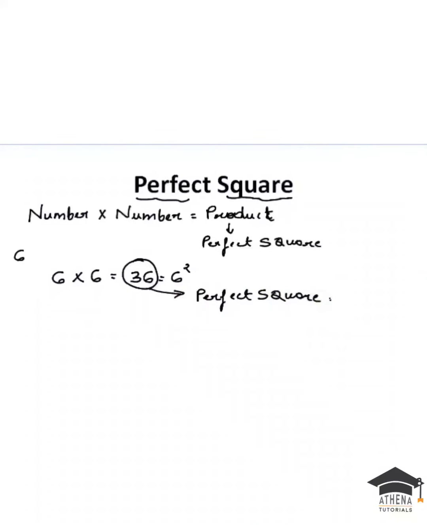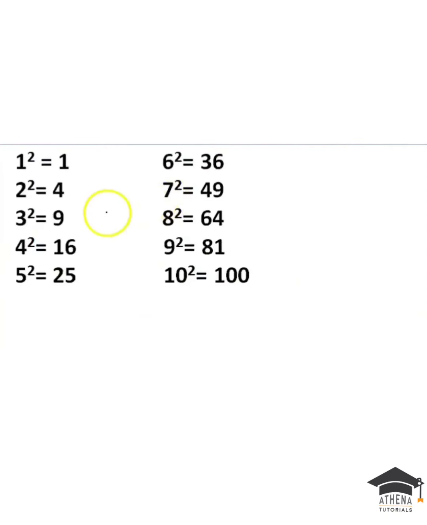Let me take another example. Is 16 a perfect square? Just think. Okay, when 4 is multiplied by 4, we will get the product as 16. Then obviously it is a perfect square. When a number is multiplied by the same number, we will get the product, and the product is said to be perfect square. Hence, 16 is a perfect square. So these are a few examples of perfect square.